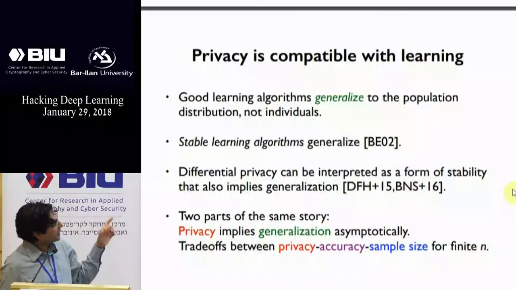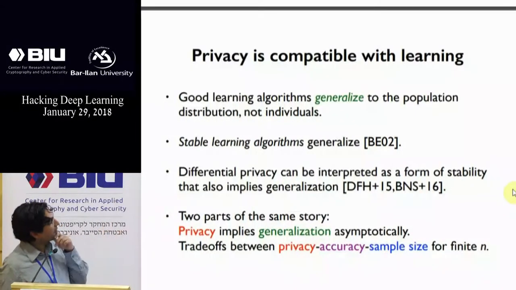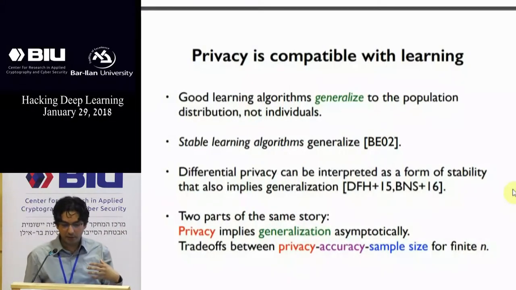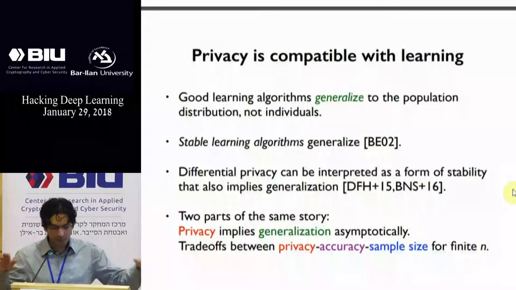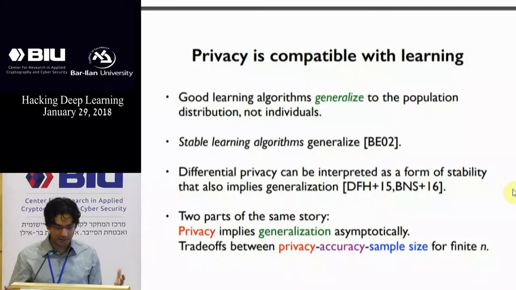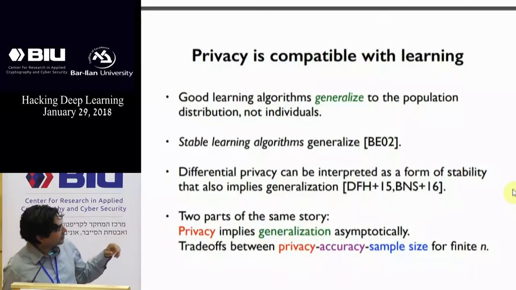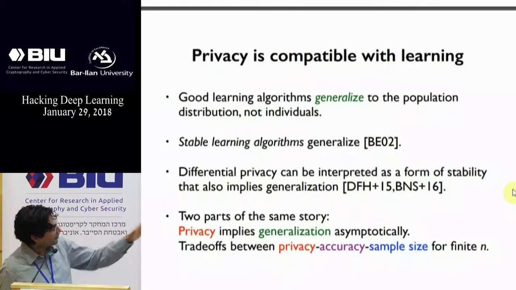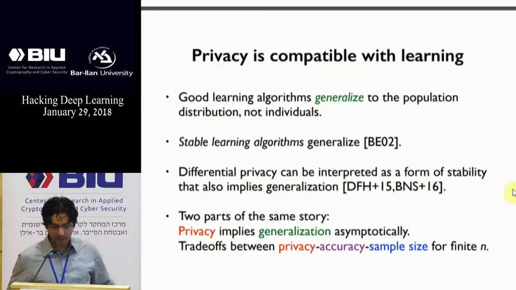But on the flip side, we know from the theory that privacy is compatible with learning, in the sense that stable learning algorithms generalize, and I'm missing a reference on this third point, but differential privacy can be interpreted as a form of stability. In the sense that, perturb the data set by a little bit, the output shouldn't change by much. That's stability, that's also guaranteed privacy. And so these are two parts of the same story. So we have a tension here in terms of putting things into practice. We know that privacy should imply generalization asymptotically, but for finite samples, we have this trade-off between sample size, privacy and accuracy.